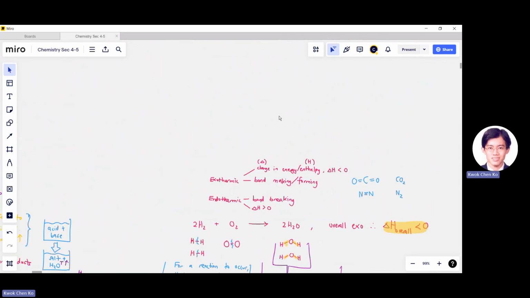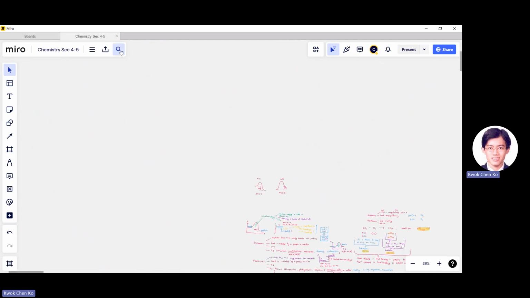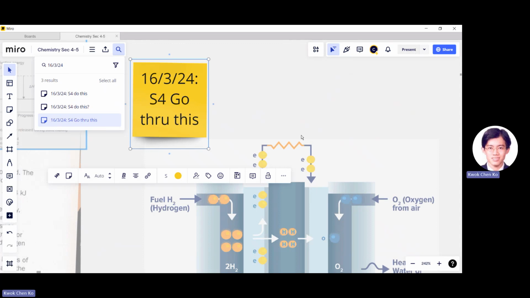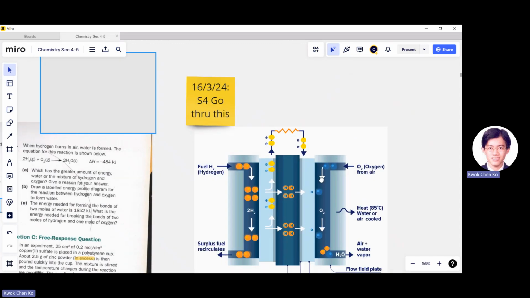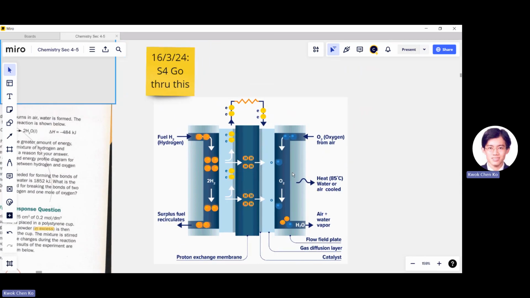Okay, one last thing that I haven't had time to go through last week. Let me see. Okay, this part. Now, this is a fuel cell. Zayden, just bear with me for a while. Just go through this, even though this is not likely to come up for you. This is what they call a hydrogen fuel cell.